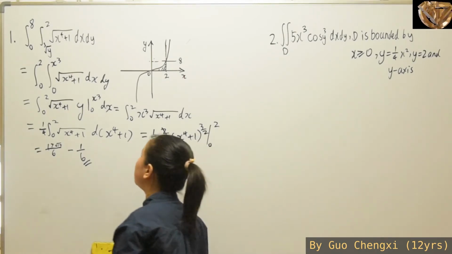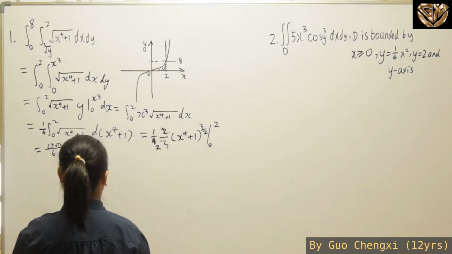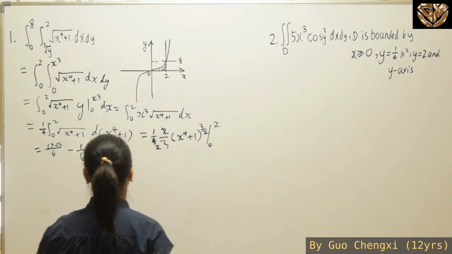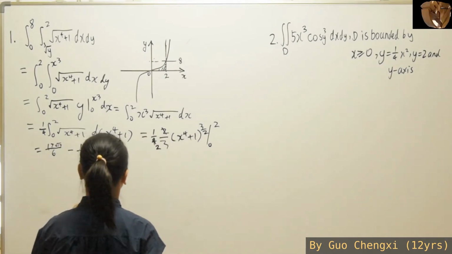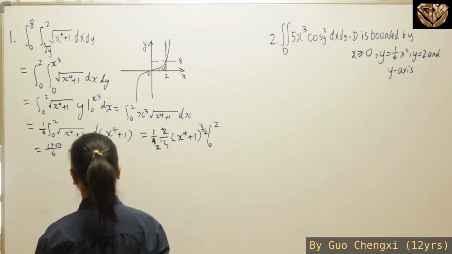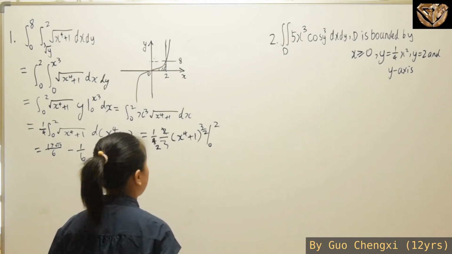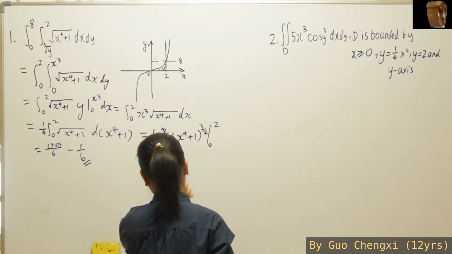Okay, so for this example, what we mainly did was just to change which variable we integrate with respect to, because we cannot integrate with respect to x first, so we'll have to integrate with respect to y first, and the rest is just basic integration.